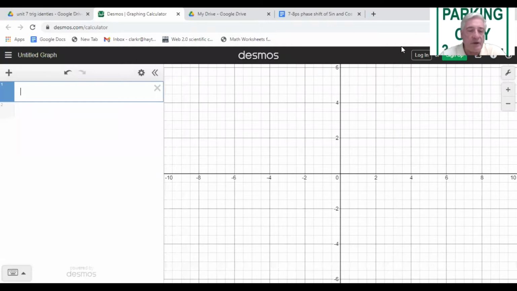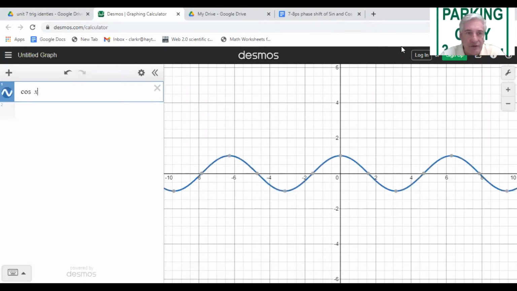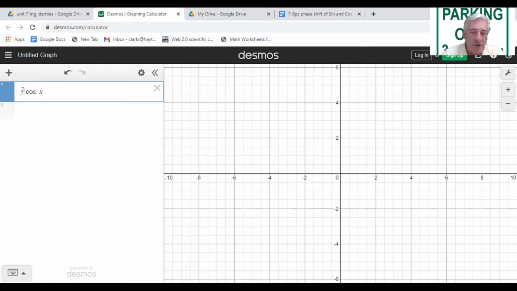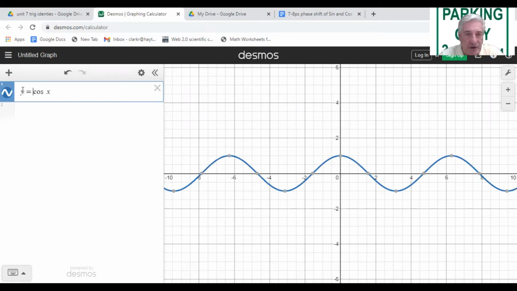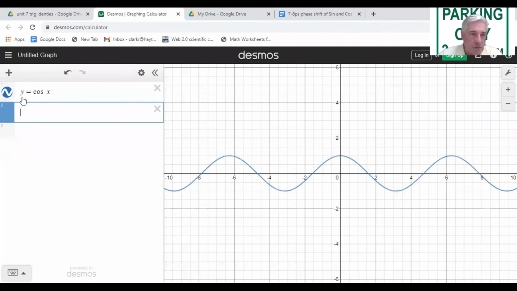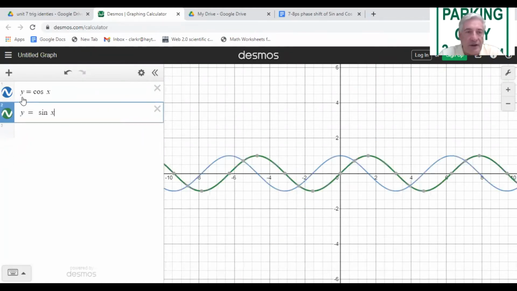All right, first thing I want you to graph is the basic one again. Let's do cosine. Y equals cosine of x. I get the same graph. On your calculator, press the y equals button, cosine, put the x into parentheses. Now, let's also graph the next one, put in sine. Y equals sine of x.